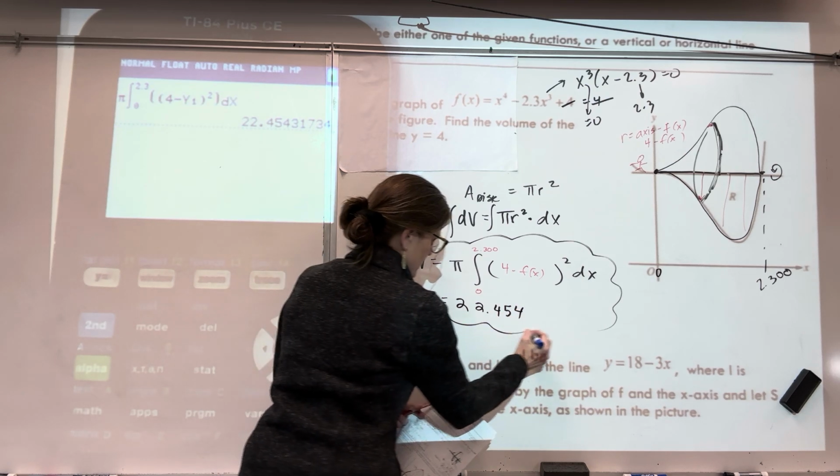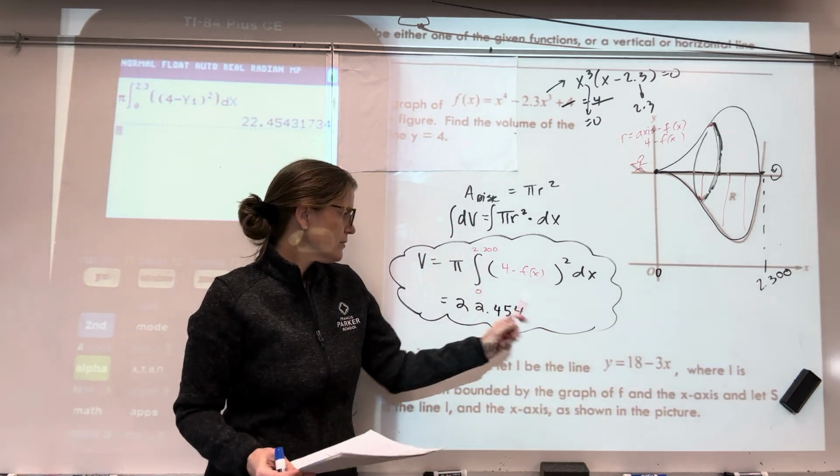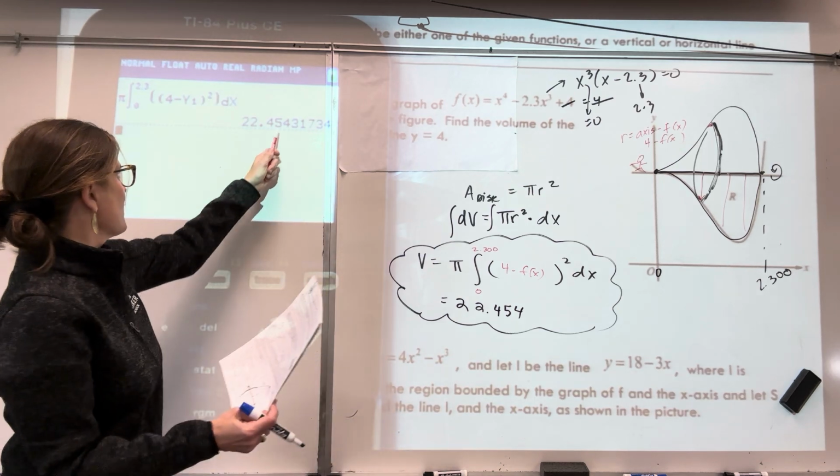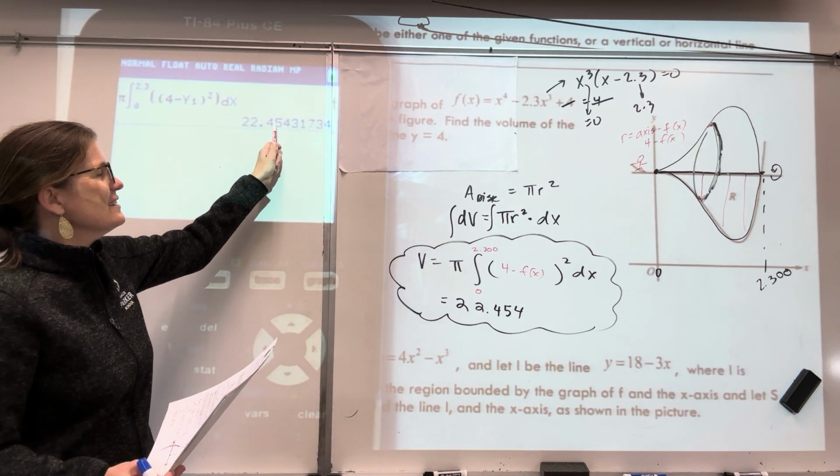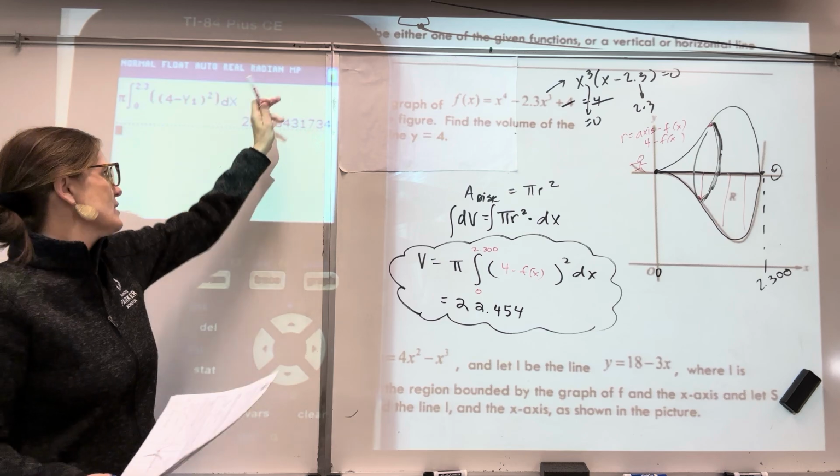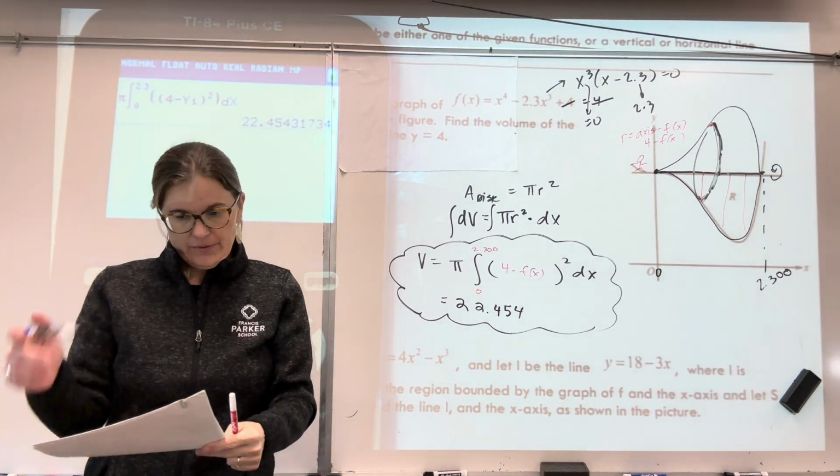22.454. Looks like that was the only acceptable answer. Oh wait, there we go. 22.454, and then a 3. So right, you truncate or round, it's the same answer. All right, I hope that made sense.